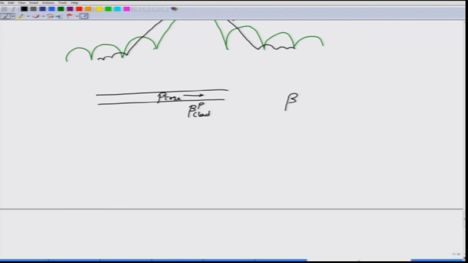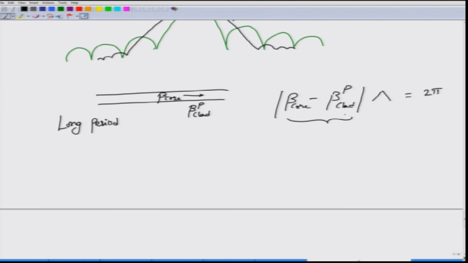So, if you look at the difference between beta in the core and the pth cladding mode, and if this difference times lambda, which is the period of the grating, is equal to 2 pi or 2 m pi, then you are going to satisfy this constructive interference and the mode basically gets coupled into that. These are called long period gratings, because the difference between core and cladding is actually quite small.